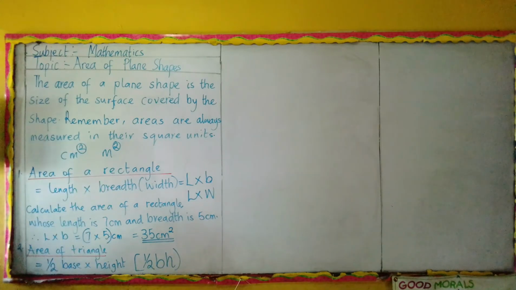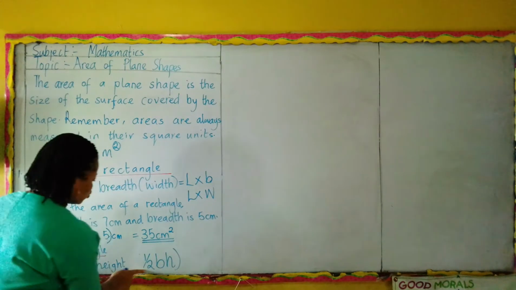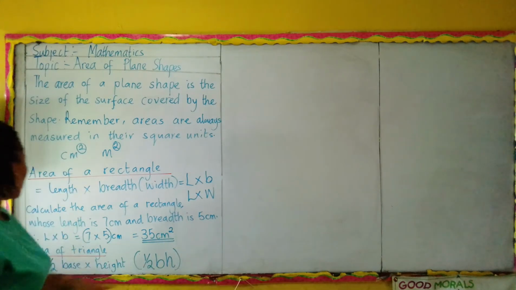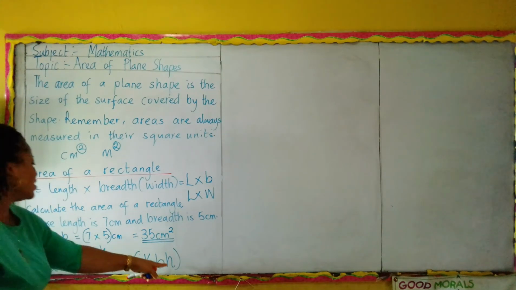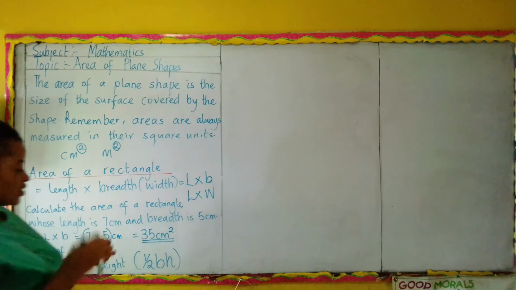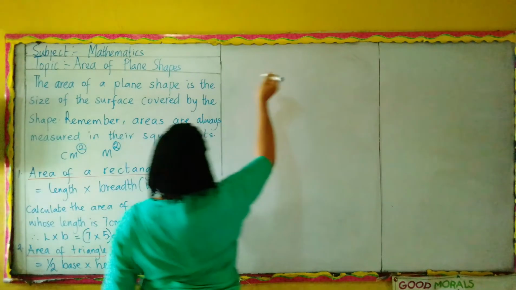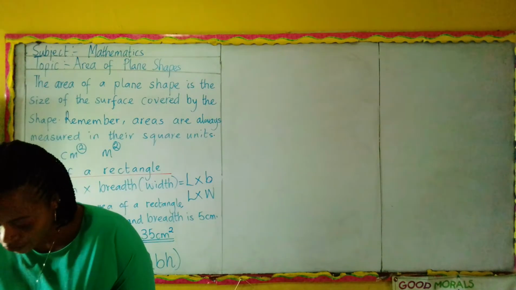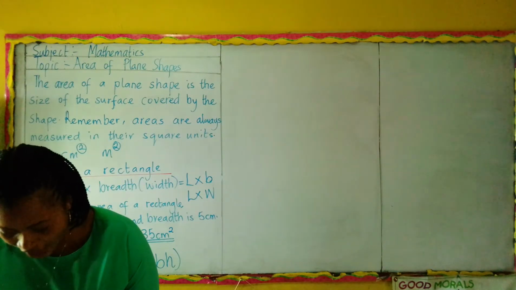Is it not so? Yes, this is what we are used to. So you will know that this particular B is the acronym for base, and this H is for height. So, we're going to look at an example. Let me get a question for that from my book. So we have an example here.